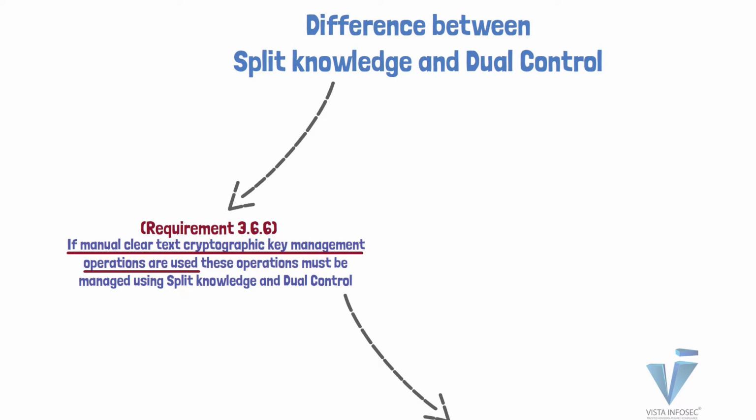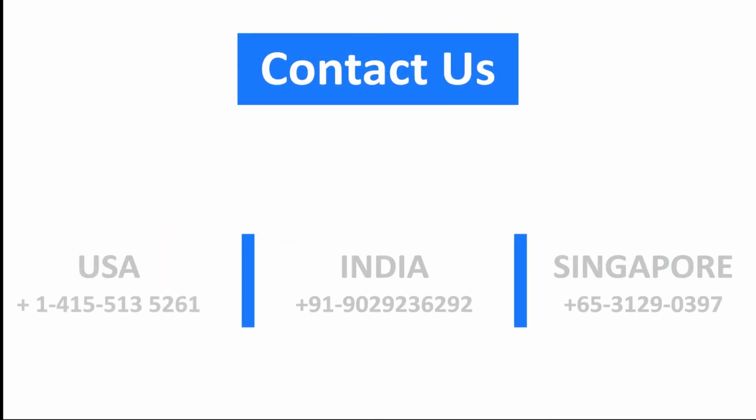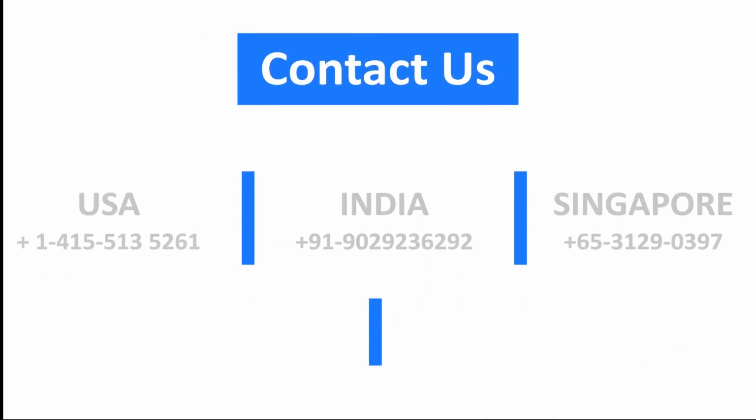So if you don't have a manual operation in place, then this control simply doesn't apply to you. If you're using an HSM, then this control becomes non-applicable. So if you're having an HSM, as almost all of our clients do, and probably most companies even now have, then this control is simply not applicable. But if you're using a manual clear text cryptographic key management operation, then split knowledge and dual control are a mandate. So I hope that clears the cloud on split knowledge and dual control.